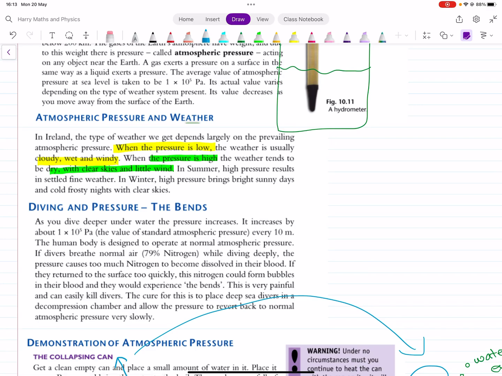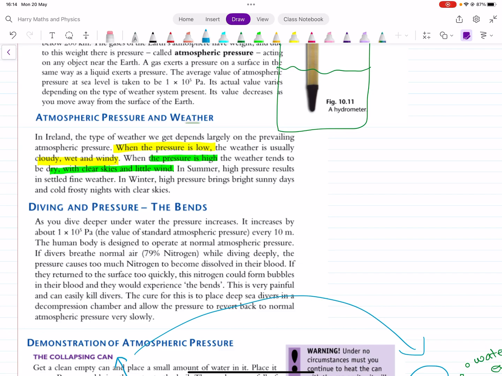Diving and pressure. So when you dive to depth underwater, you've got the atmospheric pressure pushing down on the top of the water, and then as you go deeper and deeper, the column of water increases the pressure that's acting on you as well. Like we said, pressure increases with depth. So when a diver goes to depth, the amount of nitrogen that they're dissolving in their blood is much more than it would be at normal atmospheric pressure. So if they want to return to normal atmospheric pressure, they have to do so slowly.